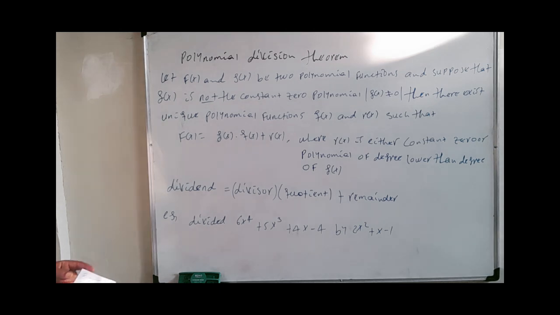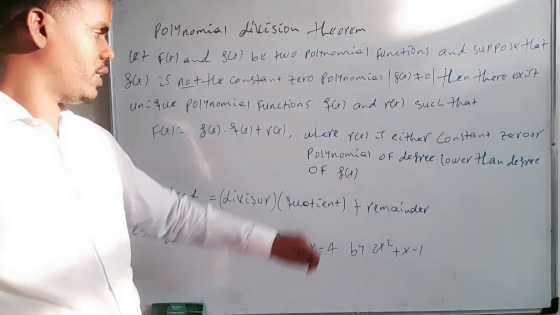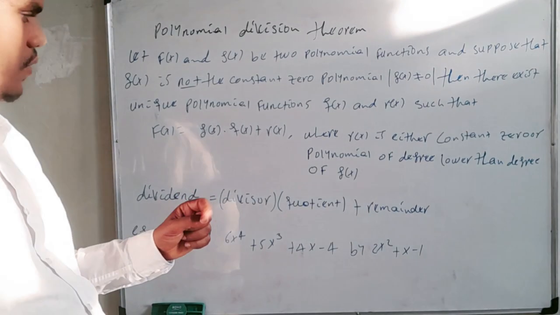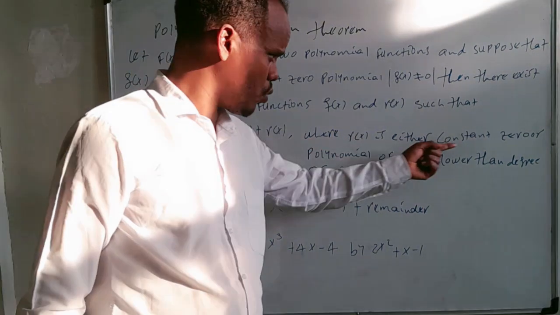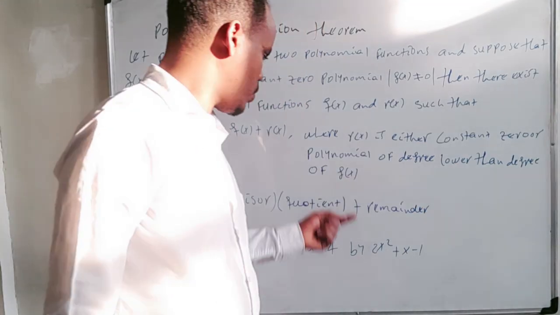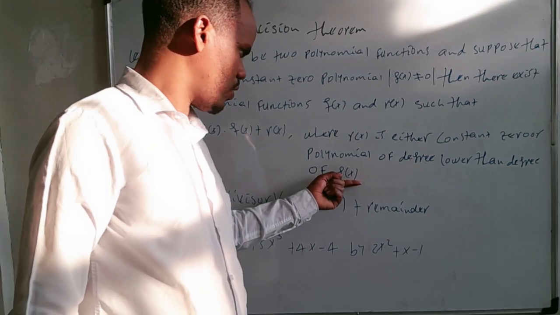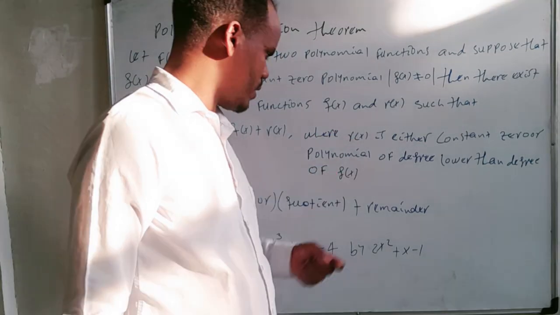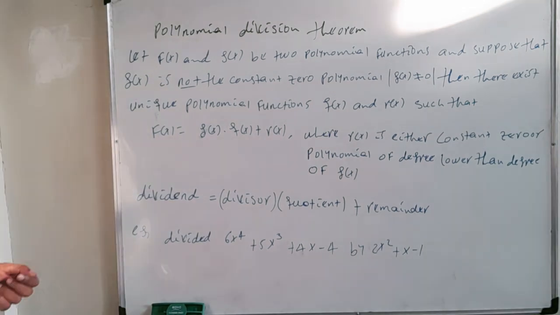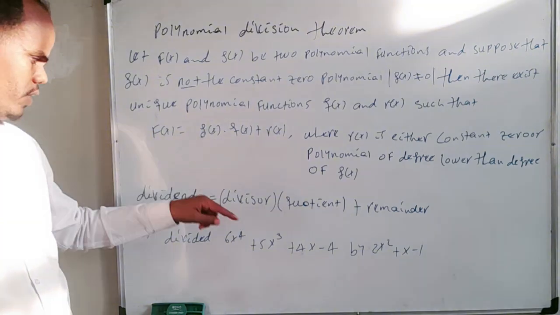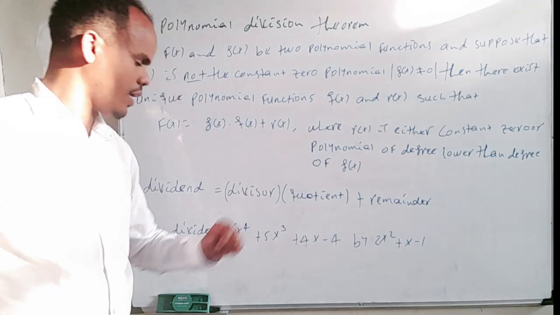The degree of the remainder is less than the degree of the divisor. That means the remainder is either the constant 0 or a polynomial of degree lower than the degree of g of x. Here g of x is the divisor and r of x is the remainder. This means the dividend f of x equals the divisor g of x times the quotient, plus the remainder r of x.